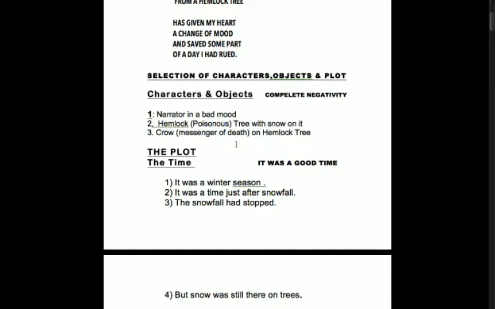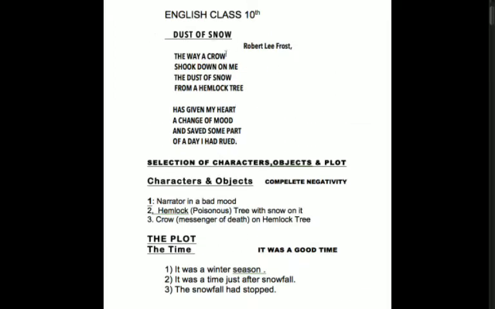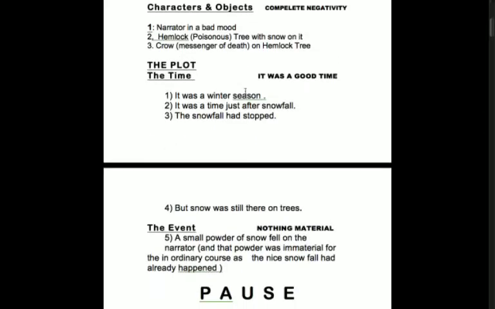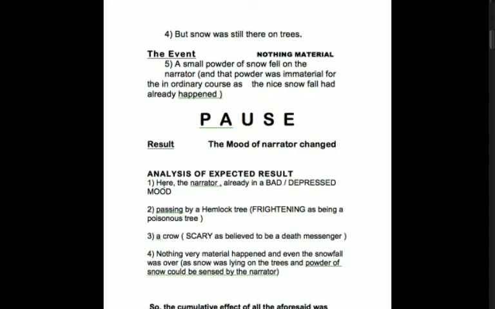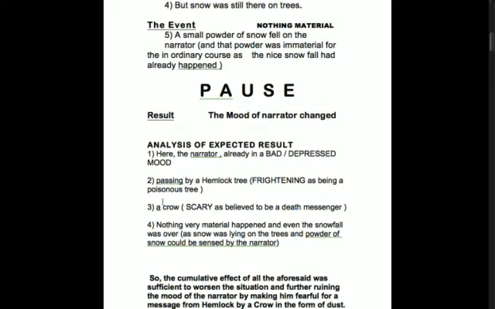That is the first para: the way a crow shook down on me dust of snow from a hemlock tree. So thereafter, what do you expect? So analysis of the expected result is here. First, the narrator is already in a bad or depressed mood. Second, he is passing by a hemlock tree, frightening as being a poisonous tree. Third, a crow, scary as believed to be a death messenger. Fourth, the event: nothing very material happened, and even the snowfall was over, as snow was lying on the trees and a powder of snow could be sensed by the narrator. That was the main reason we can understand that the snowfall was over.